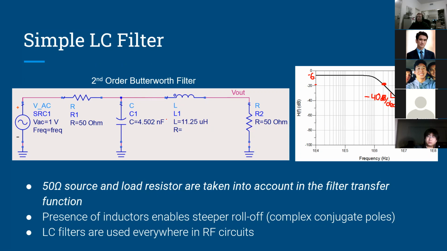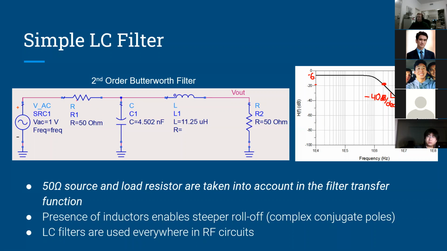So why is it able to do that? Well, that's because this is a second order filter. There's 2 poles in the frequency response due to the 2 reactive elements. And that allows this transfer function, or I should say frequency response, to drop off by 40 dB per decade instead of 20 dB per decade.